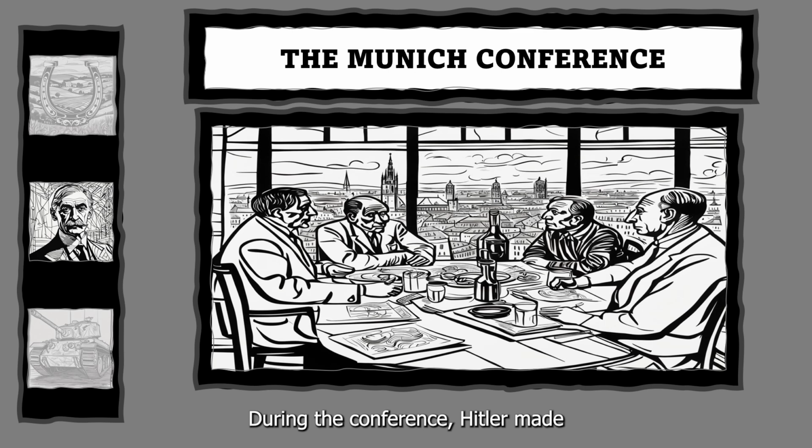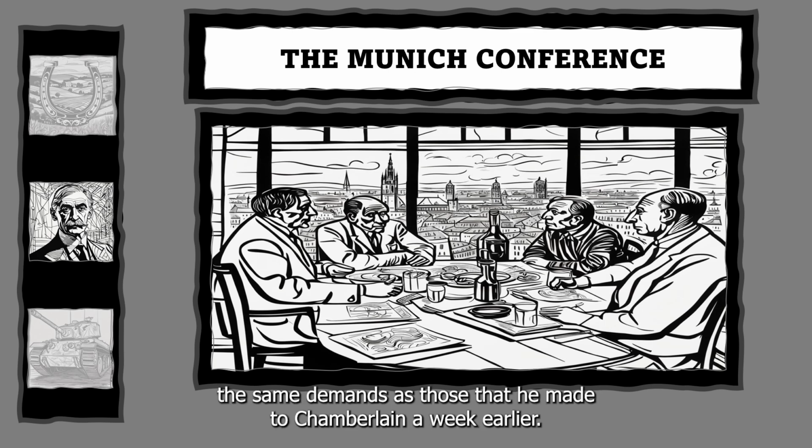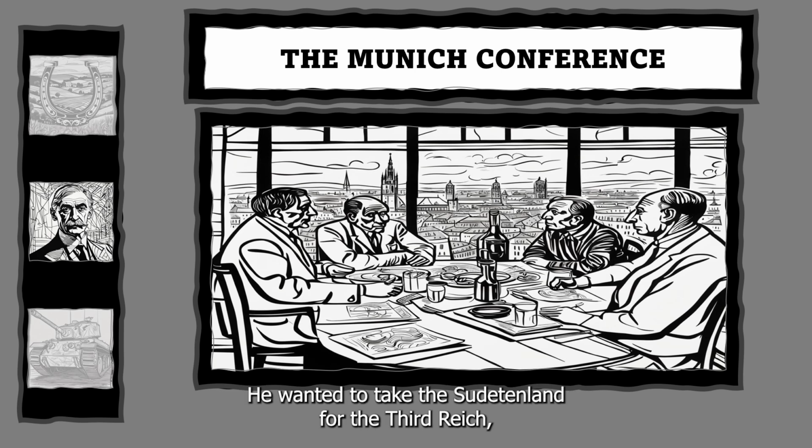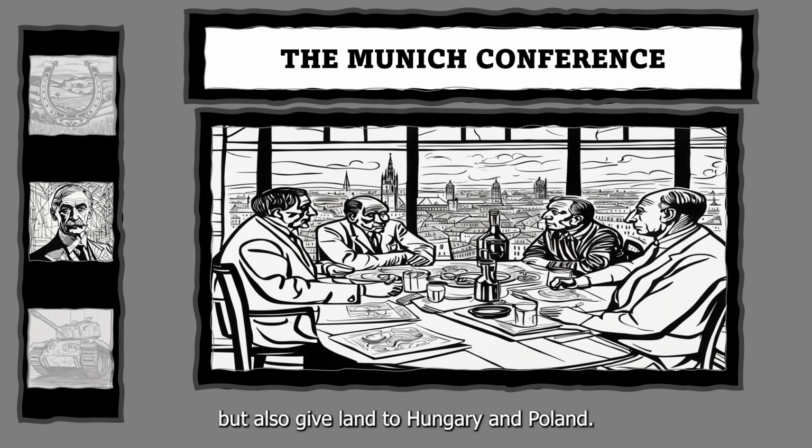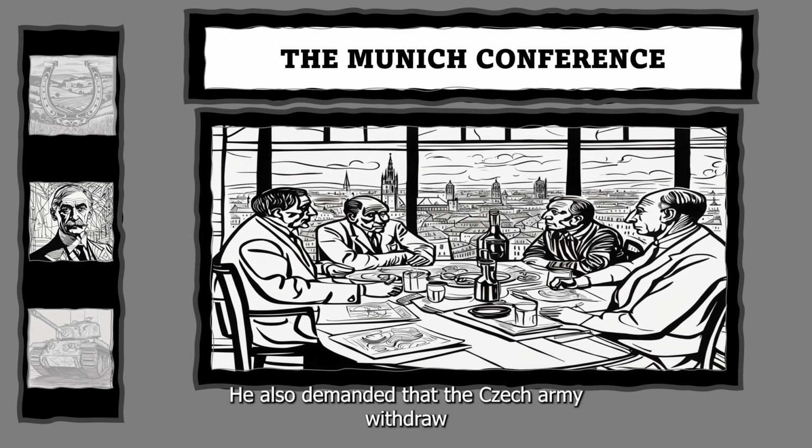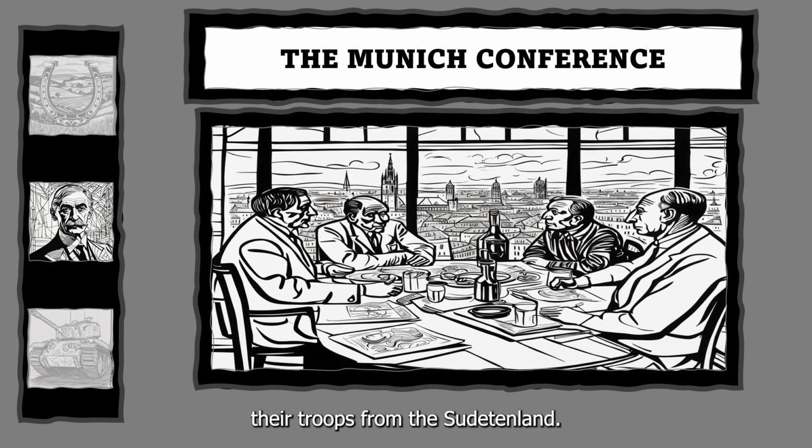During the conference, Hitler made the same demands as those that he made to Chamberlain a week earlier. He wanted to take the Sudetenland for the Third Reich, but also give land to Hungary and Poland. He also demanded that the Czech army withdraw their troops from the Sudetenland.